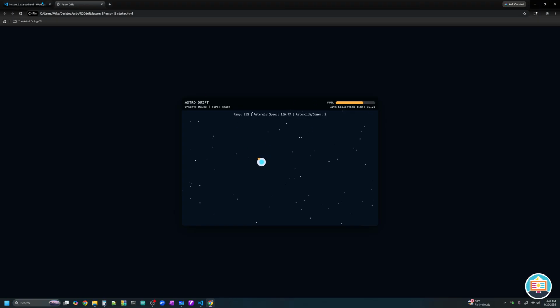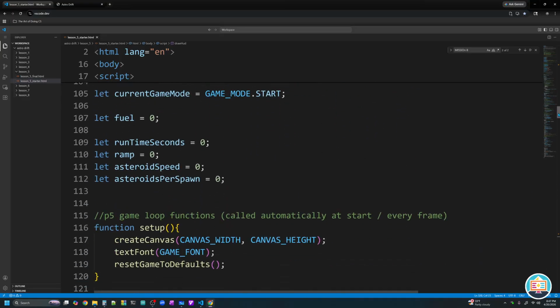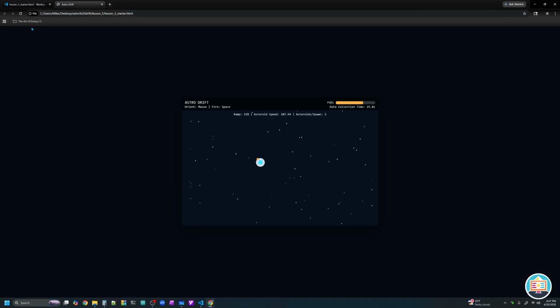Now, I don't want to wait all the way to the end here. So what I'm going to do is go up to my constants for the ramp. Let's just change ramp time seconds to like 20 seconds. So now we'll reach maximum difficulty in 20 seconds instead of 4. Look at how quick the ramp is moving.